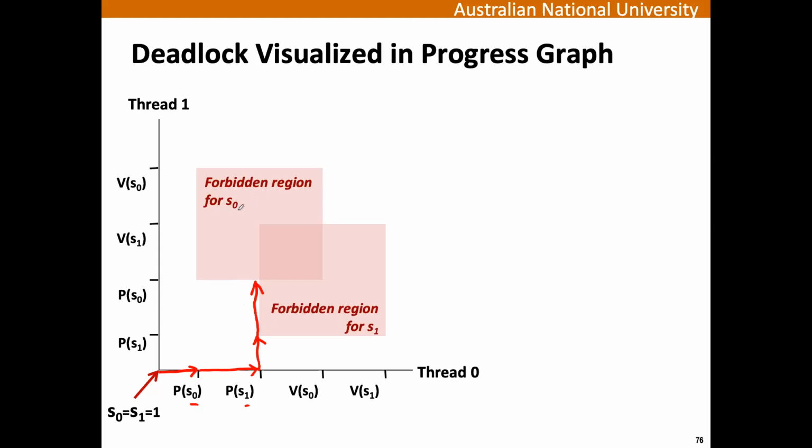All these are -1. The semaphore has to be -1 for this thread to enter here or this thread to enter here. So thread 1 cannot enter this forbidden region. Thread 0 cannot enter this forbidden region, so they're deadlocked. So once you enter here, it's like you're trapped.